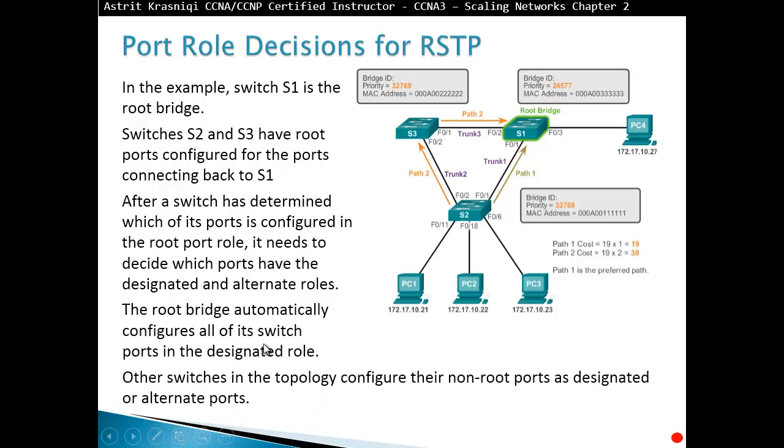The root bridge automatically configures all its switch ports in the designated role. So all the ports on the root bridge are designated. Other switches in the topology, with the non-root ports, are configured as designated or alternate ports.